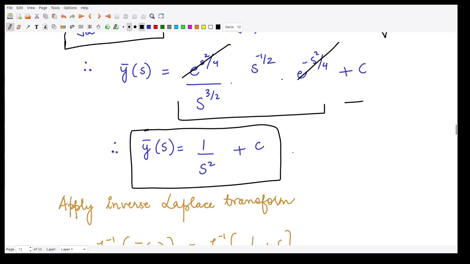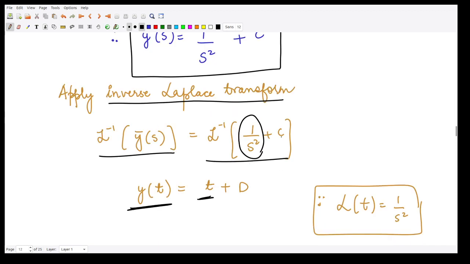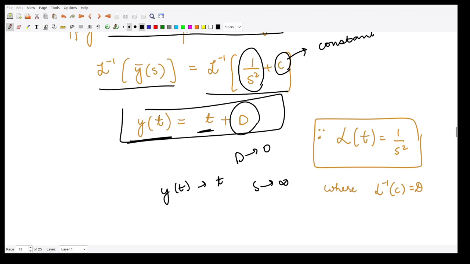So now the next task is to apply inverse Laplace transform on both sides. So when you apply inverse Laplace transform, you obtain this expression as y of t, and here you obtain the Laplace inverse of this term to be t, and the Laplace inverse of c, where c is this constant of integration. It could be another constant, you can write that as d, and actually this constant would tend to 0 because your y of t will tend to t whenever your s is going to infinity, right? So this is your final solution.